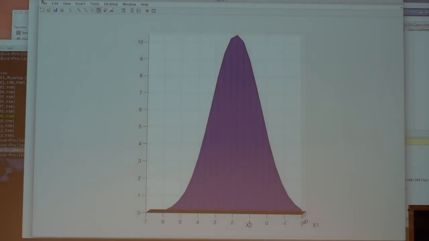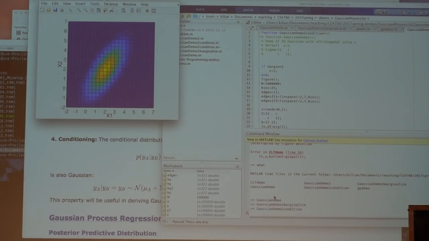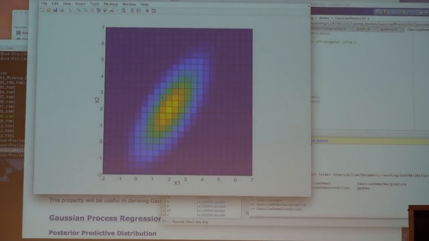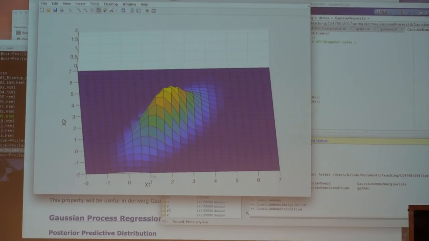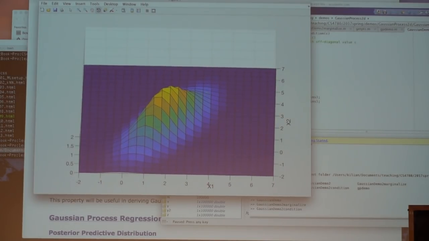So here's conditioning. Here's again our Gaussian distribution. Once again, I just want to highlight the fact that we have this structure here. This structure shows that these two are correlated. If you see it in the 2D, if X1 goes up, X2 also goes up. So if my neighbor sells her house for a large price, that means my house is probably also worth a lot more. And now what I can do is condition on something.